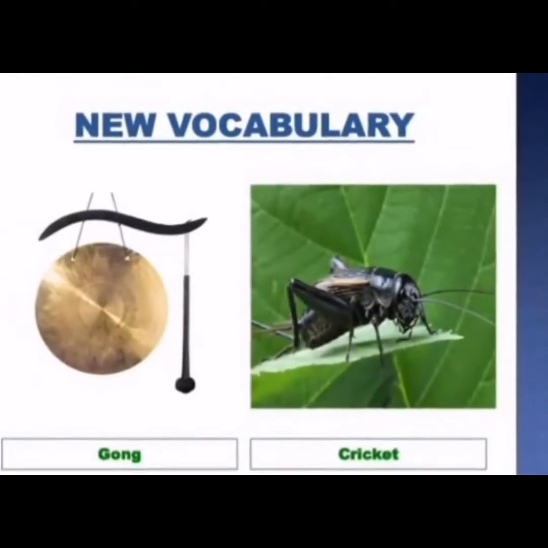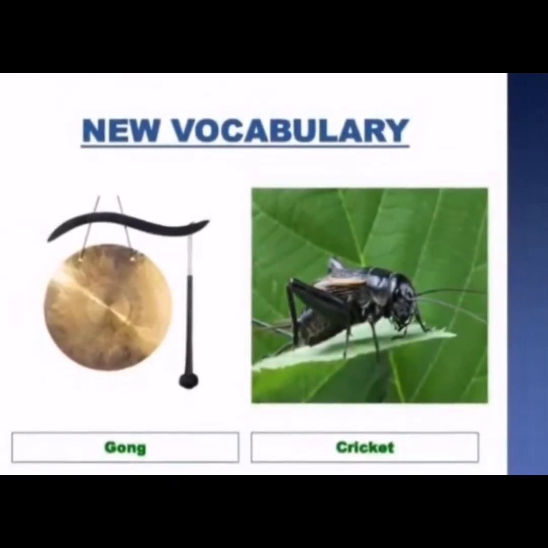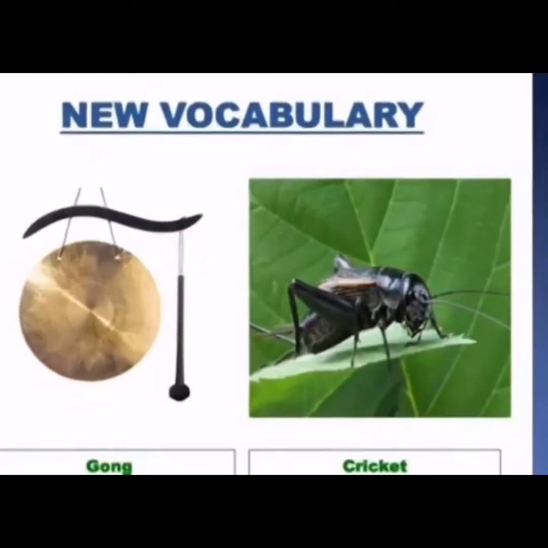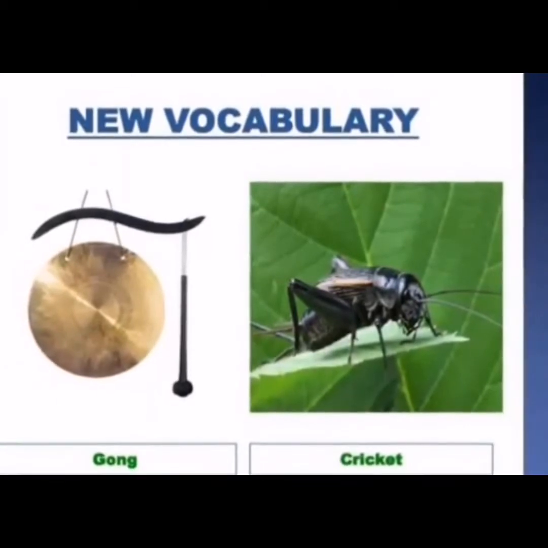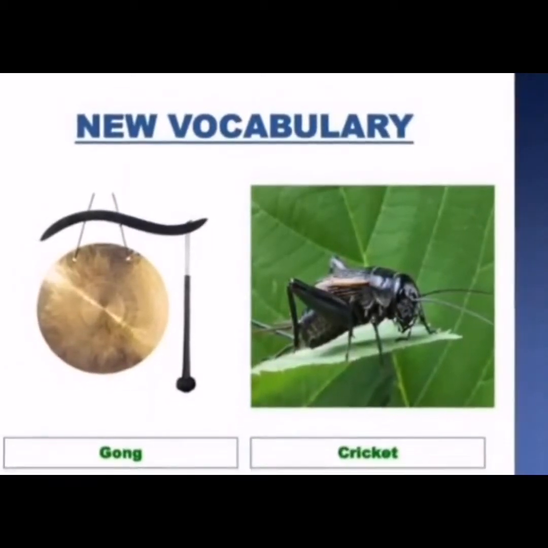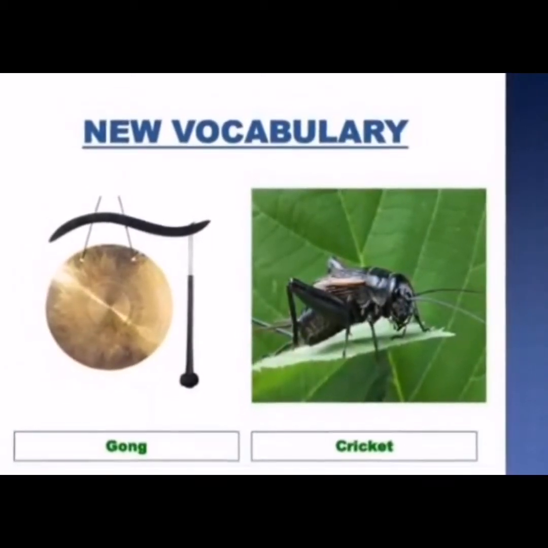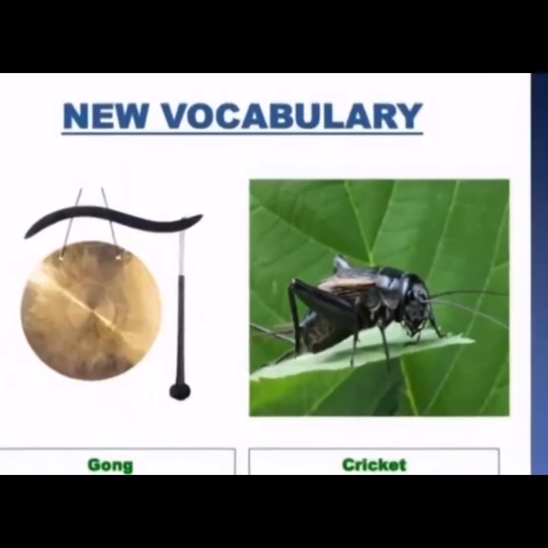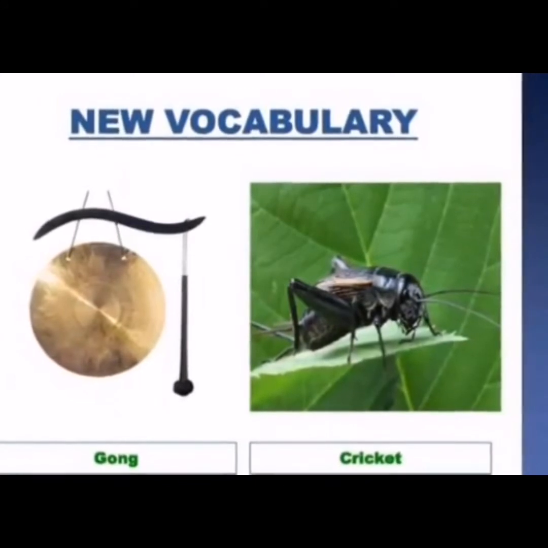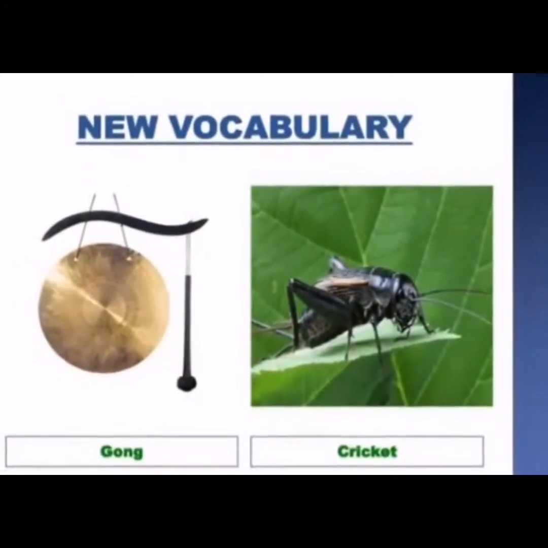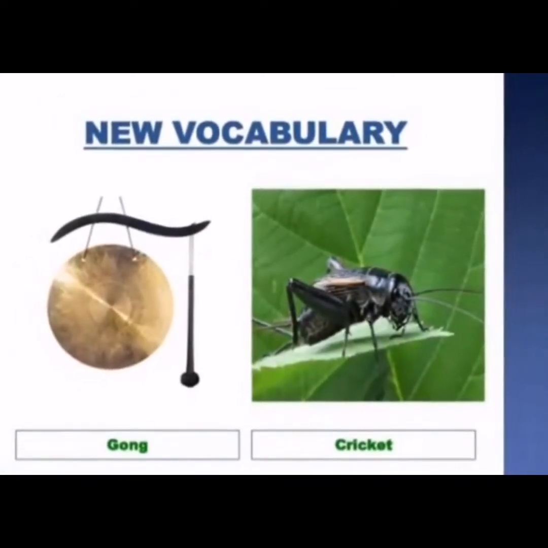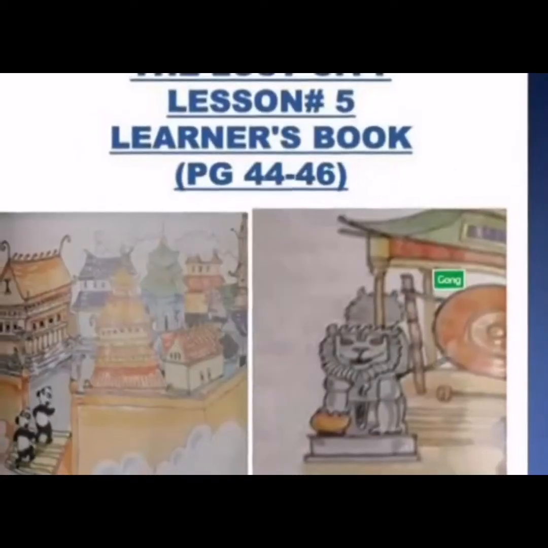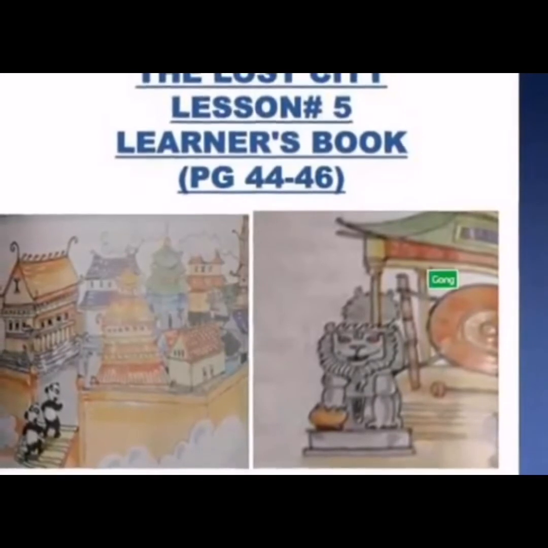Gong is basically like a bell which was rung with the help of a stick. It was rung because the Chinese civilization considered that it would bring good fortune for them if they rang that bell or gong. And chirp is the sound of a cricket, which is discussed in this chapter. I have also shown the picture of the insect cricket here.